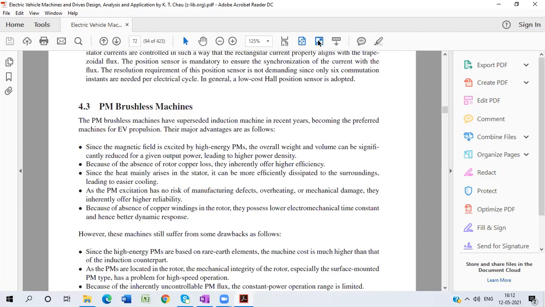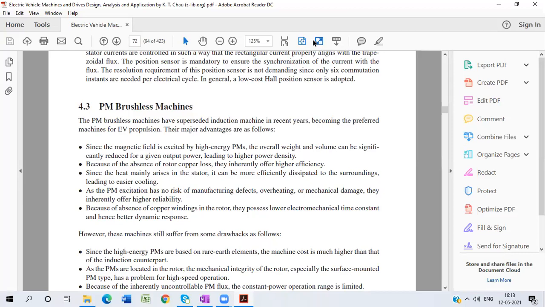Which PM machines have we studied? Yes, PMSM, Karthik. It is a permanent magnet synchronous machine. And the second is, yes, permanent magnet brushless DC motor. It is called a PMDC. So under the PM category, we have studied these two motors: the permanent magnet synchronous machine and the permanent magnet brushless DC machine.